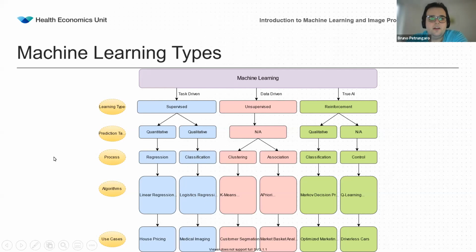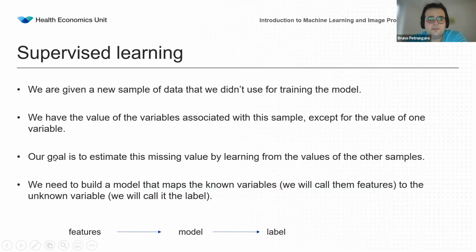Supervised learning. In supervised learning, we are given a new sample of data, and this new sample of data wasn't used to train the model. We have variables, or what we call features today, associated with this sample, except for the value of one variable. This variable will now become our target. So our goal is to estimate the missing value by learning from the values of the other samples.